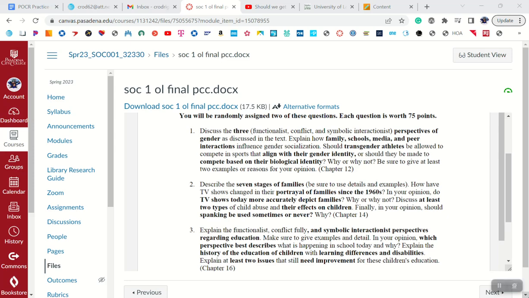All right, everyone, here is a brief overview of the final exam study guide. You'll find this in the module. There are only 3 questions here on the last 3 chapters that you have covered, chapters 12, 14, and 16.